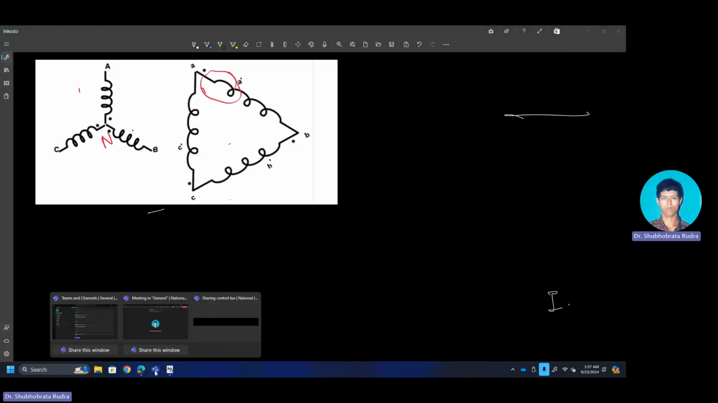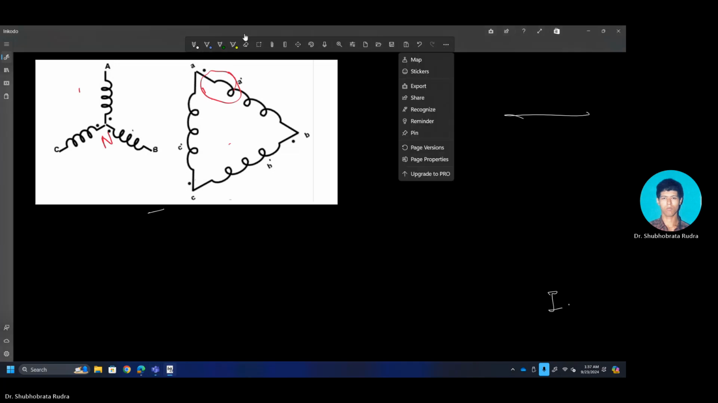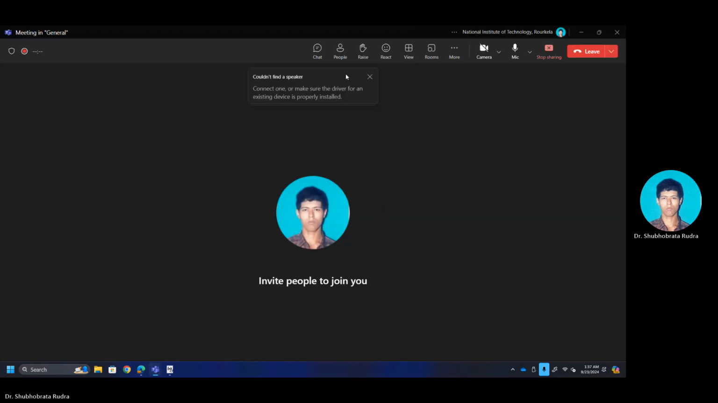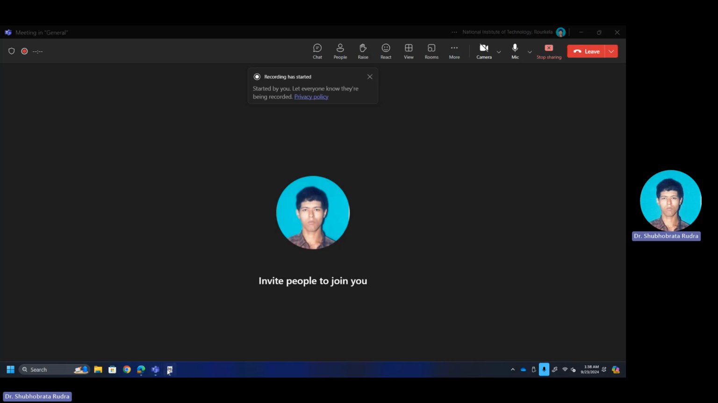Just let me check whether it's recording or not. Yeah, since it is recording, okay, recording has started. So it is recording and the screen is also shared.